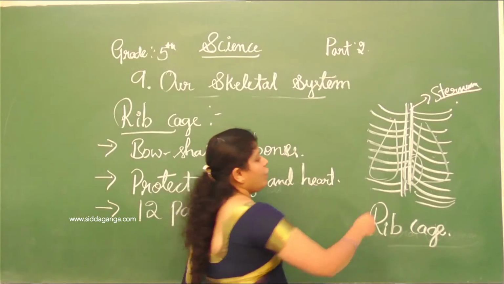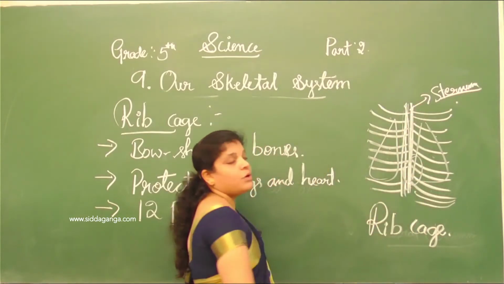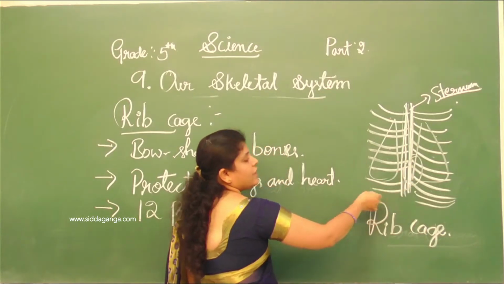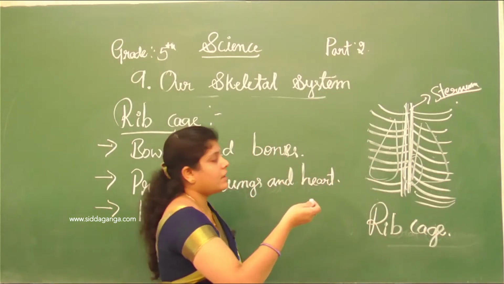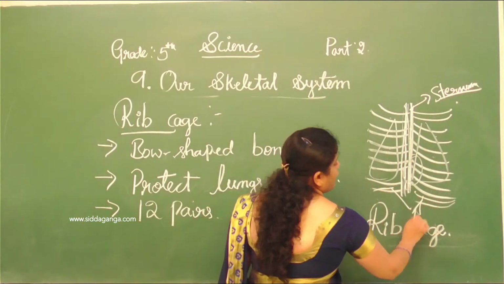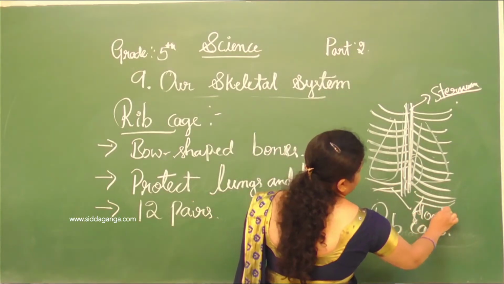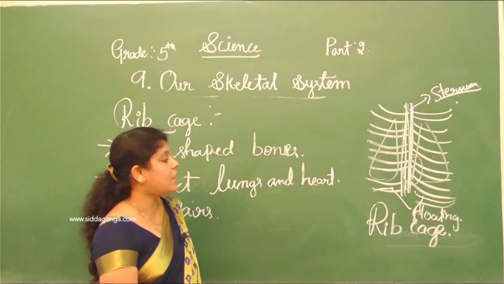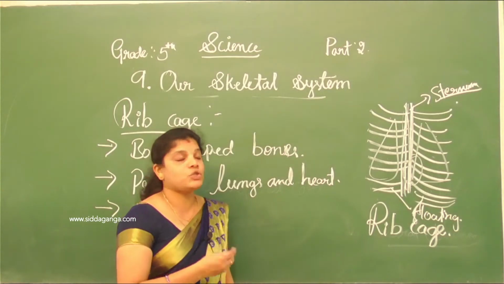See, this one, a long bone, is called what? Sternum. See, these bones are attached to this sternum, and there are 12 pairs of ribs. See, but the last two bones are called what? Floating bones. See, the last two bones are called floating bones. Why? Because these last two pairs of bones are not attached to the sternum.